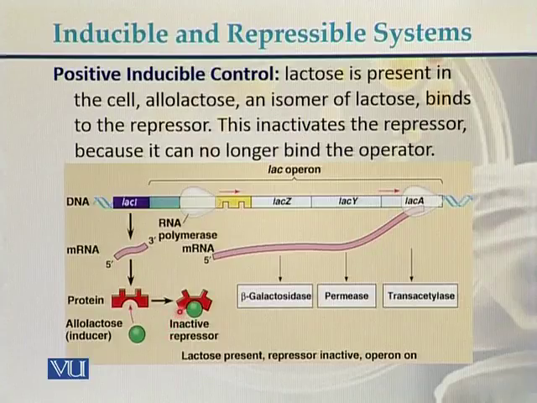When it is inactivated, it will not bind with the operator region. So if there is lactose, the repressor is inactive, so the operon is on. When the repressor does not bind with the operator, the gene will be functional and RNA polymerase can produce the messenger RNA from the DNA.